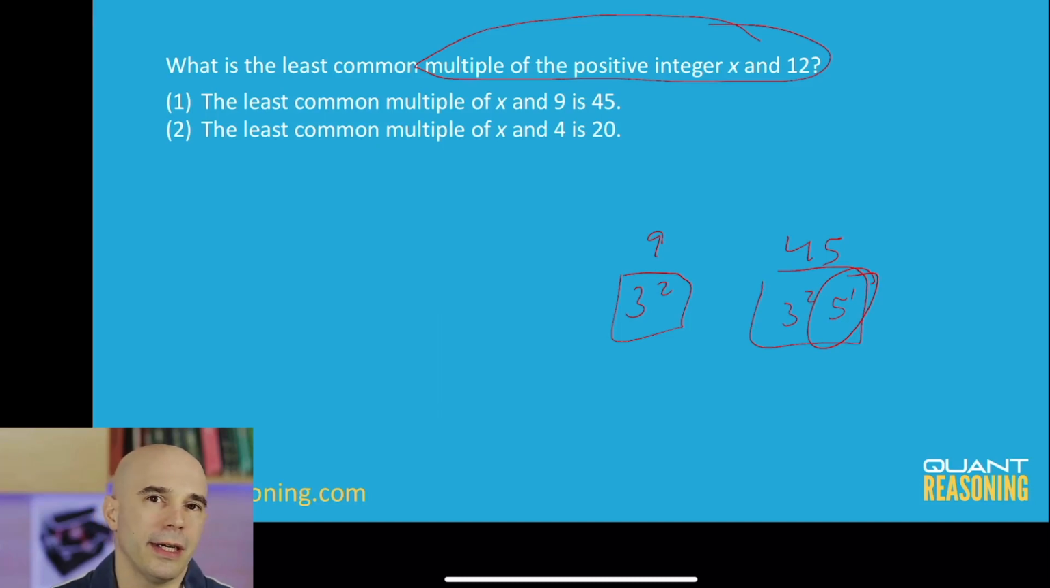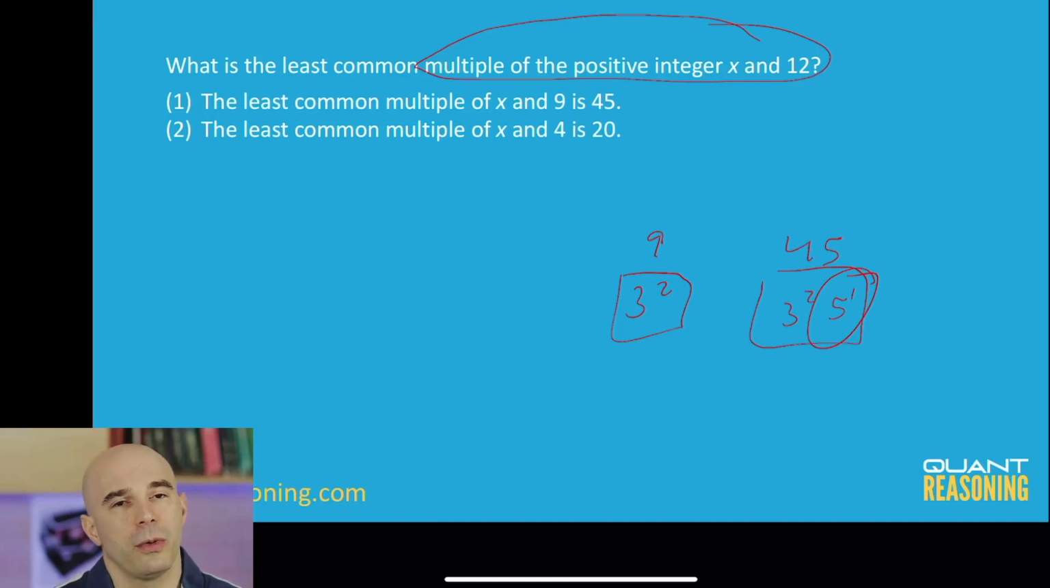Is there anything else that x must have in it based on statement 1? No. Is there anything else that x could have in it based on statement 1? 3. It could have up to 2 3s. It could have either 1 3 or 2. That's right. Or none. So x could have either no 3s at all, or a single 3, or 2 3s. So we don't know how many 3s there are in x. Could be 0, 1, or 2. But we do know for sure x has a 5 in it.